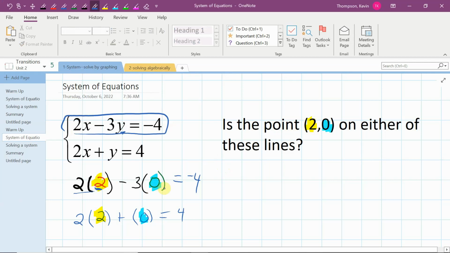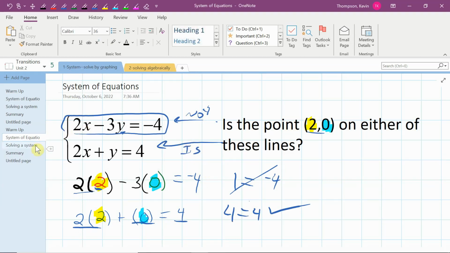So 4 minus 3 is 1. 1 equals negative 4. False. Therefore, this point is not on that line. 4 plus 0 equals 4. That's true. Therefore, it is.